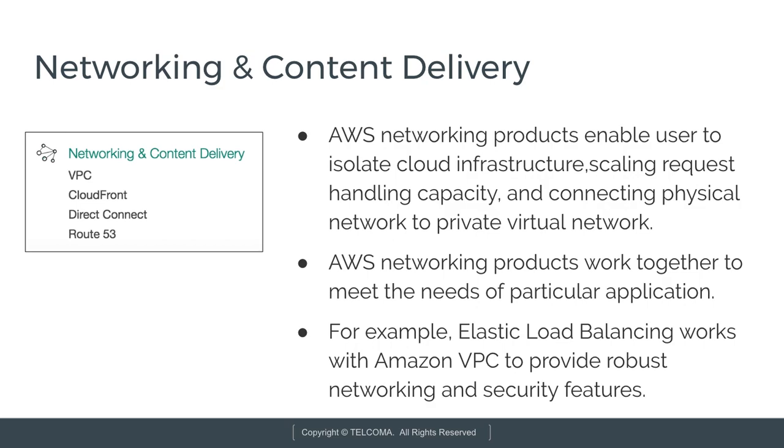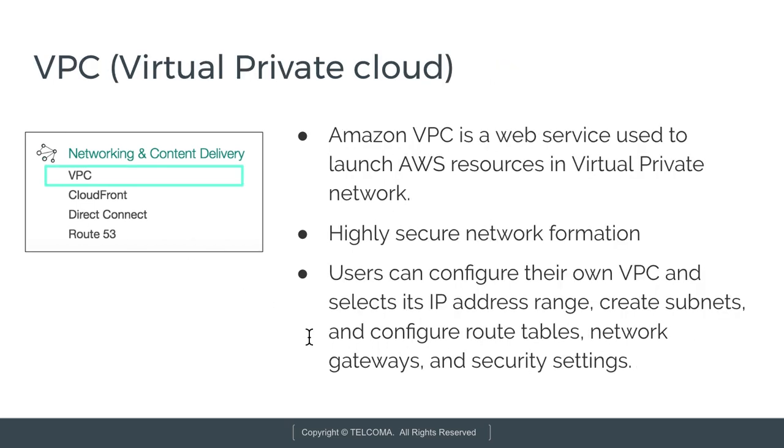So, we have VPC, CloudFront, Direct Connect, and Route 53, which are in networking and content delivery. They enable users to isolate their infrastructure, handle their request capacity, and many other features. So, let's discuss the very first, which is VPC, the Virtual Private Cloud.